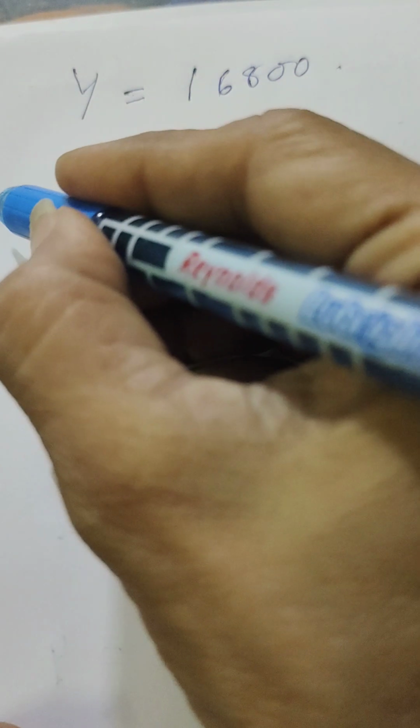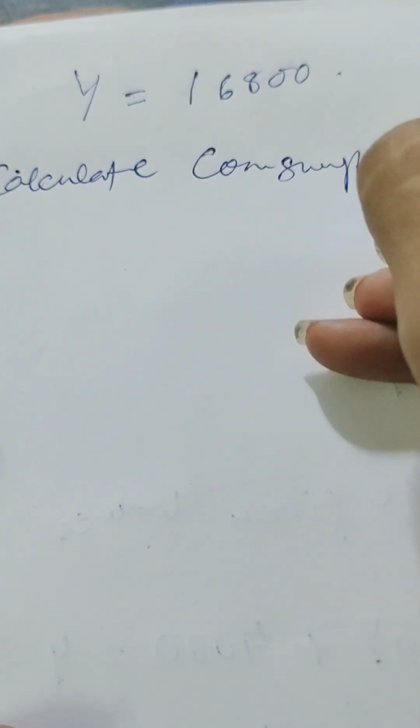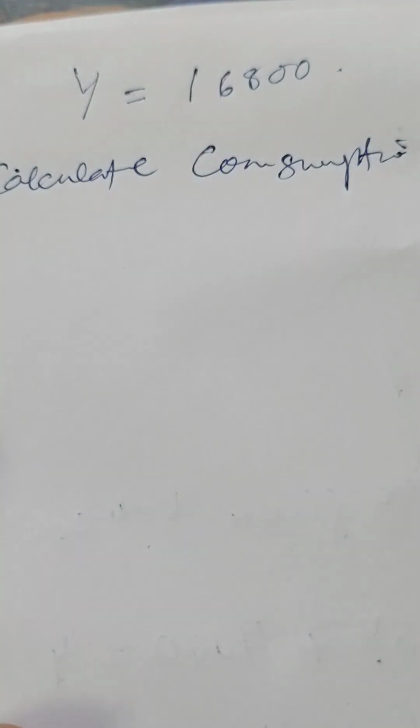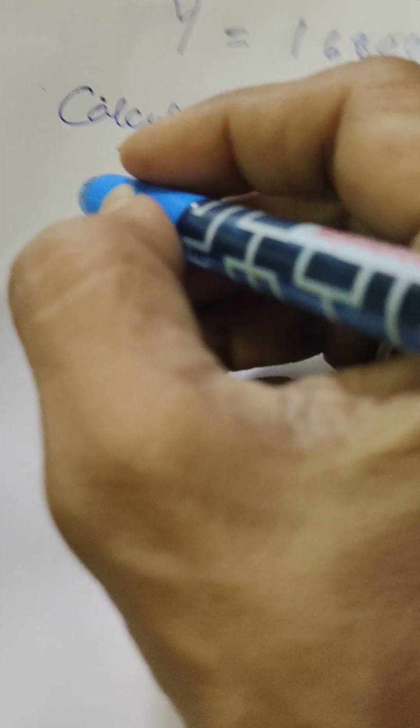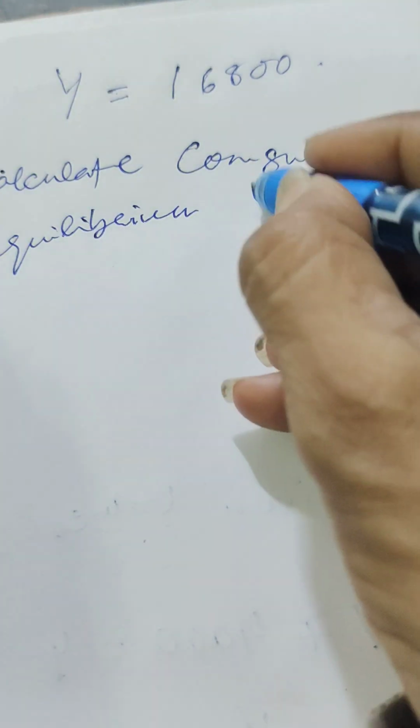Now we want to calculate total consumption expenditure at equilibrium level of income. Okay, so let's calculate. Let me write down: calculate consumption expenditure at the equilibrium income level. So how do we do that?